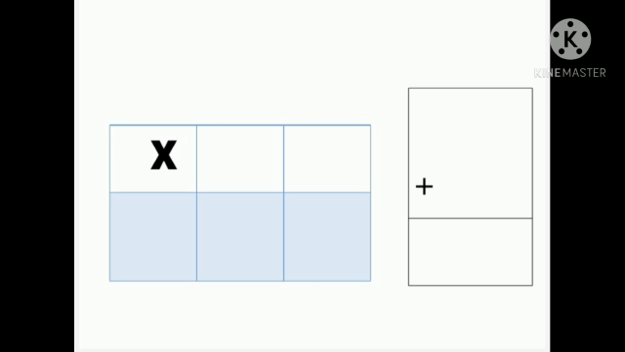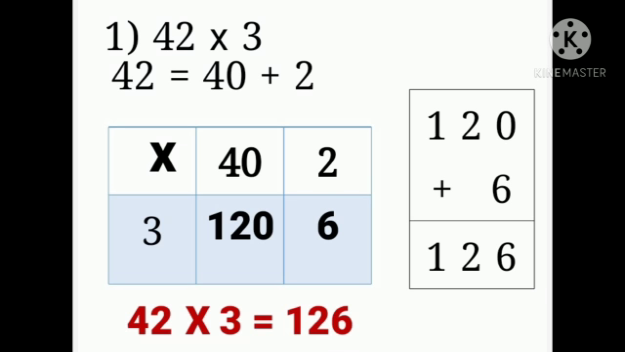After expansion, as you can see in the picture, we will draw the columns for solving the sum. Now let's arrange the numbers properly in proper columns. 40 in one column, 2 in another and multiplied by 3 in another column. So let's start multiplication now. 3 multiplied by 40. As we have learnt earlier, 3 multiplied by 4 is 12 and place a 0 after it. Move on to the next one. 3 multiplied by 2 is 6.